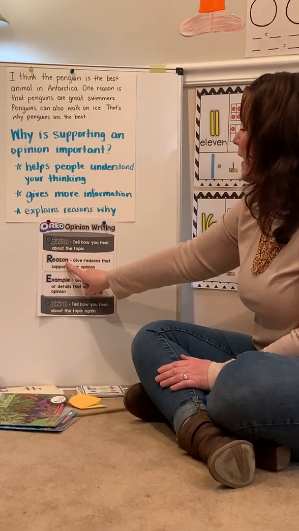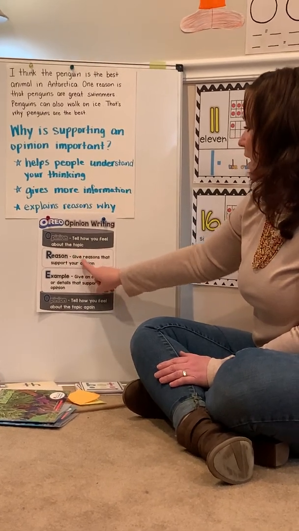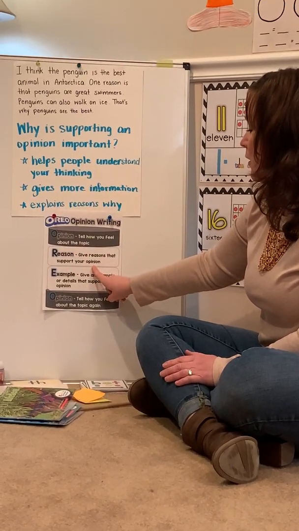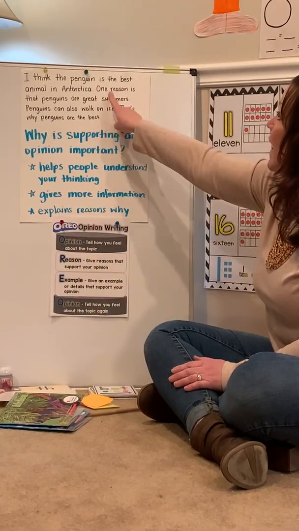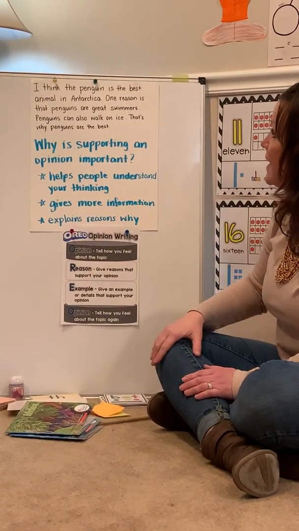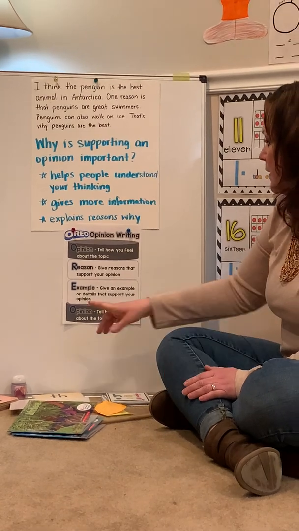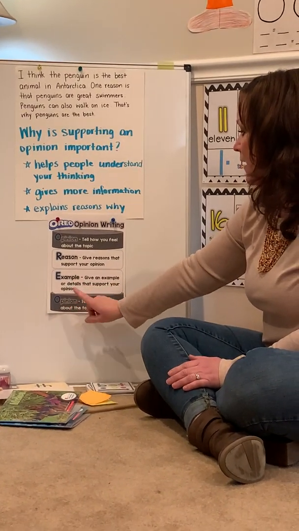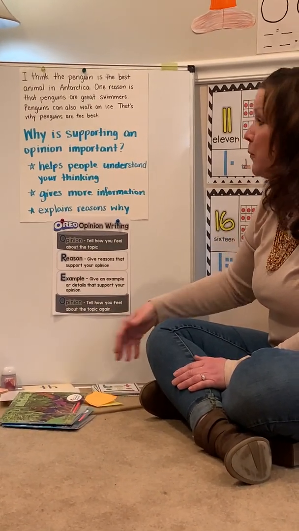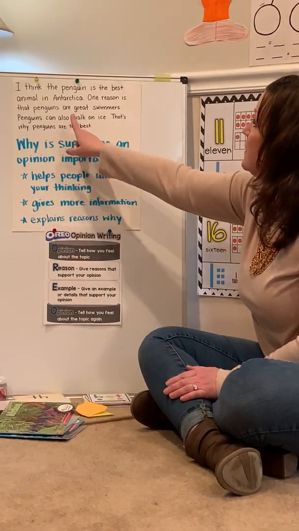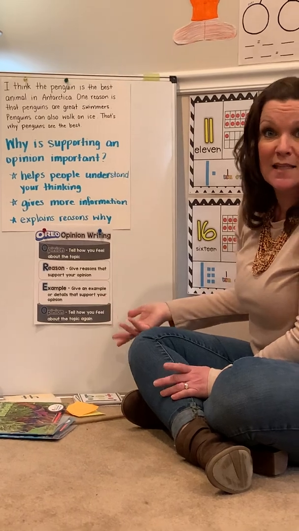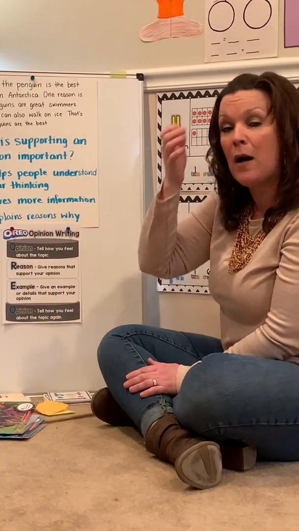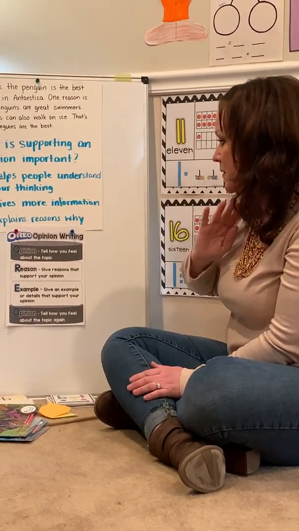The second part gives you a reason. It gives reasons that support your opinion. Reason starts with an R. And I wrote up here, one reason is that penguins are great swimmers. Then I gave an example. I give an example or details that support my opinion. I said that they can walk on ice. That's something interesting about penguins, and that's why I think that they're the best.